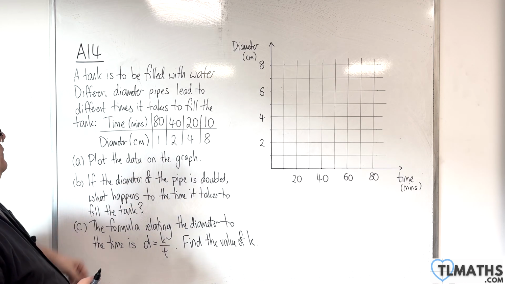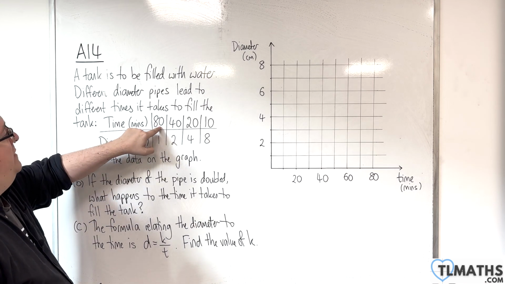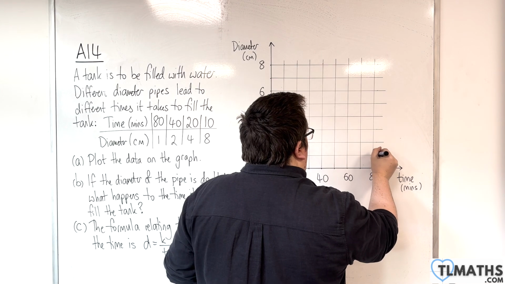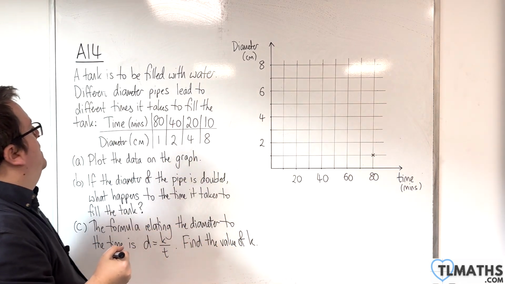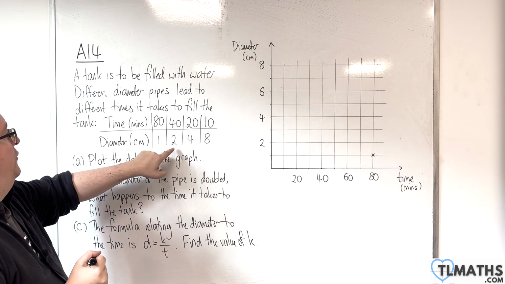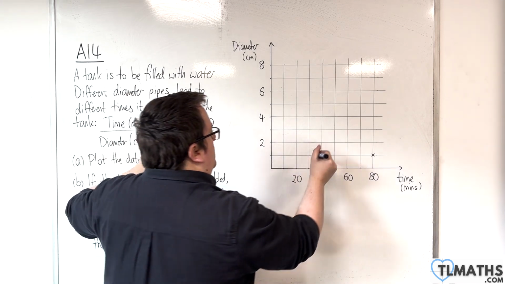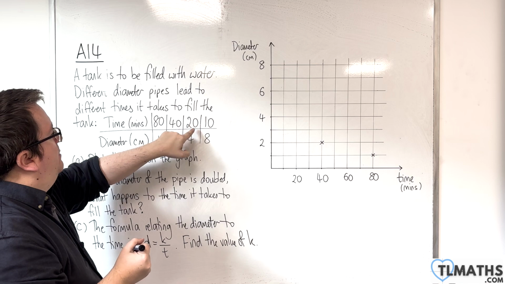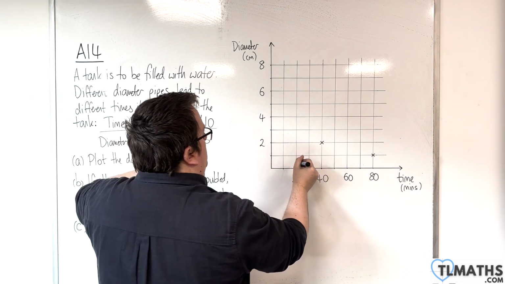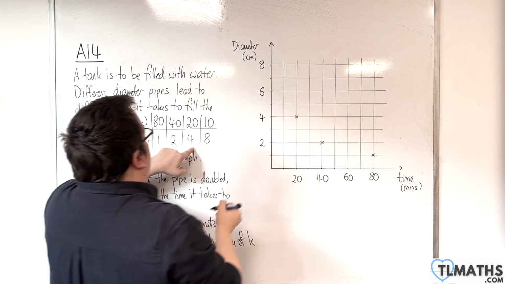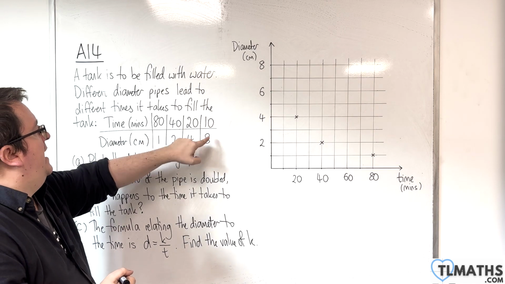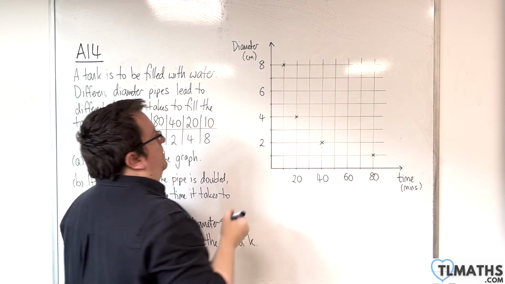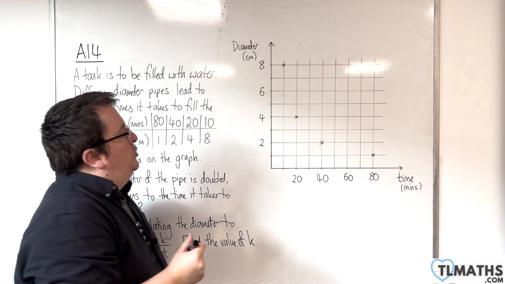Part A, plot the data on the graph. So, first of all, let's plot the data. The time is 80, the diameter is 1, so that would be there. Then we have the time is 40, the diameter is 2, so that would go there. If the time is 20, the diameter is 4, so that would go there. And if the time is 10, the diameter is 8, which would go there.